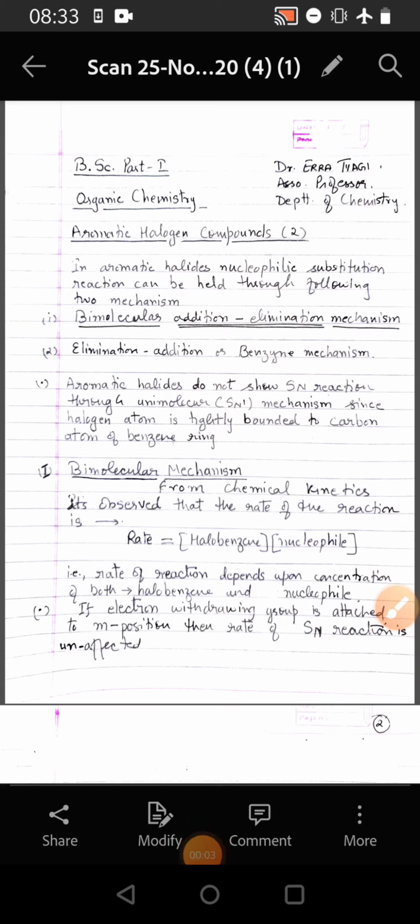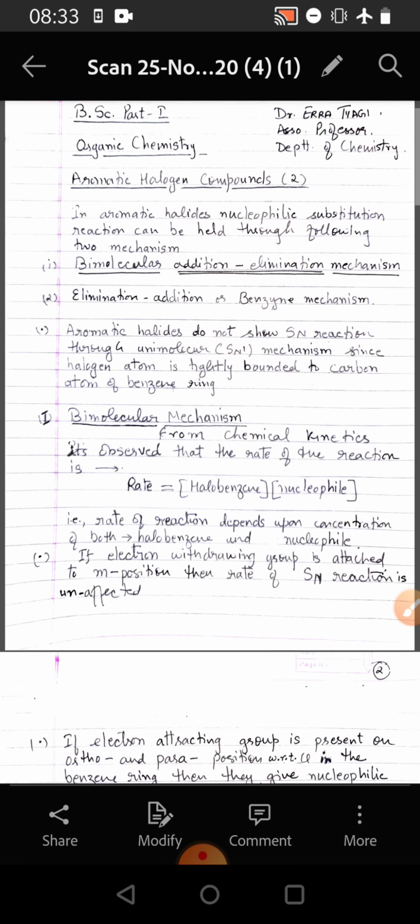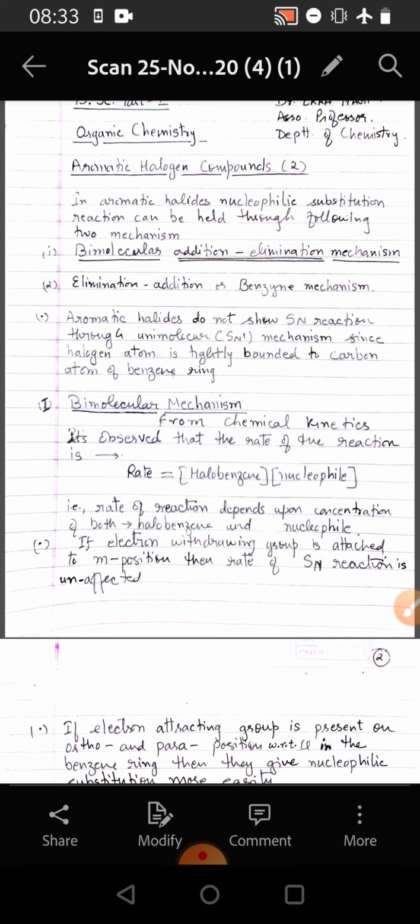In continuation of the last videos on aromatic halogen compounds of BSc Part 1 Organic Chemistry, in this video we will study the nucleophilic substitution mechanism. In aromatic halides, nucleophilic substitution reaction can take place through the following two mechanisms: first, the bimolecular addition-elimination mechanism, or second, the elimination-addition or benzyne mechanism.